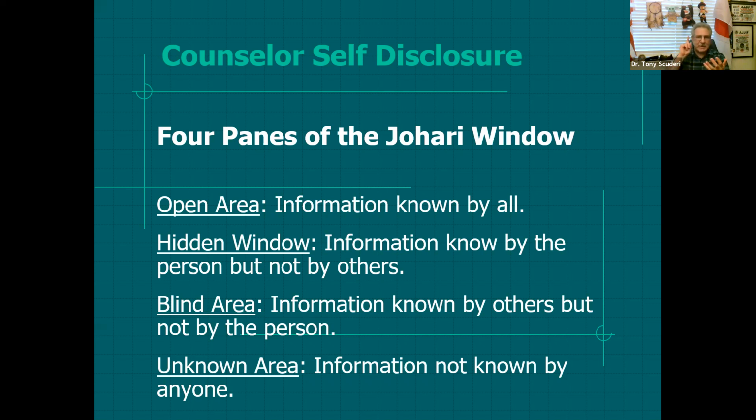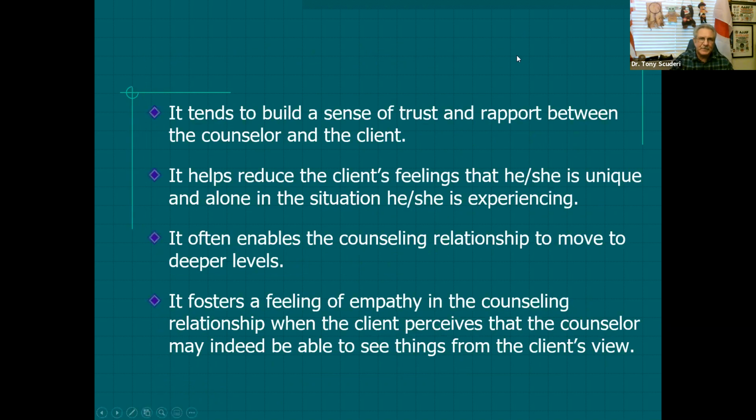It could be racial traumas, it could be violence, it could be beatings, it could be physical abuse, emotional abuse, anything. That's in the unknown area. So as you interact with people, maybe some of these things start to come out. So Joe and Harry took a look at these kinds of windows, and they came out with this.